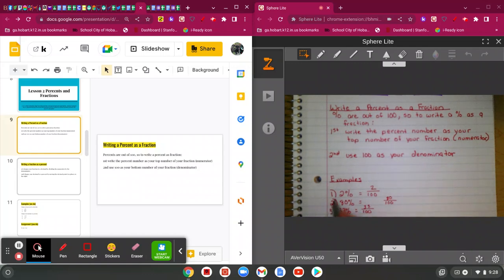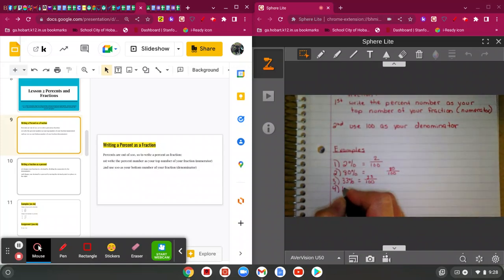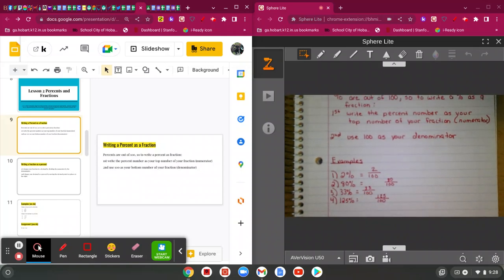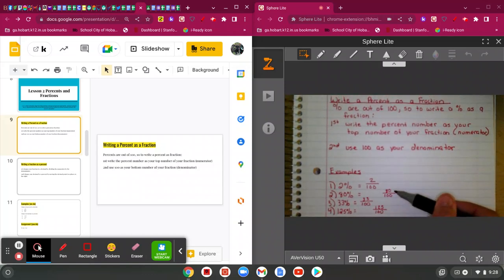Okay, now let's say for some reason something was over 100%. So let's say we had 125% on something. You still do this the same way, okay? Your percent number becomes your numerator, and it's out of 100. So changing a percent to a fraction is actually pretty simple because you're just looking at that percent number becoming your numerator, 100 being your denominator.